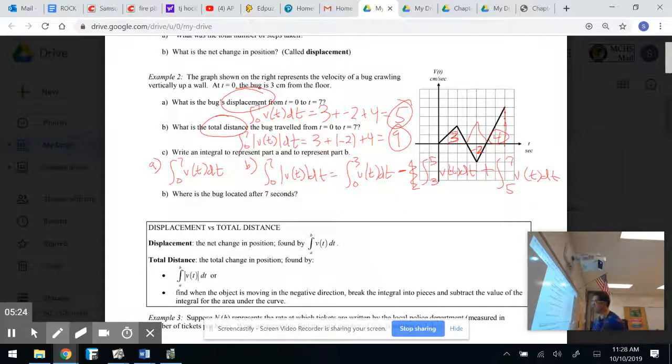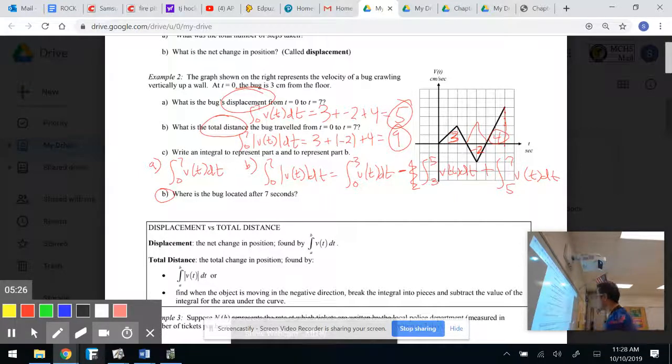Okay, it says B, where is the bug located after 7 seconds? Now, this is a little bit of a trick question. Hit pause, and I want you to write down an answer. Exit out if you got it wrong.